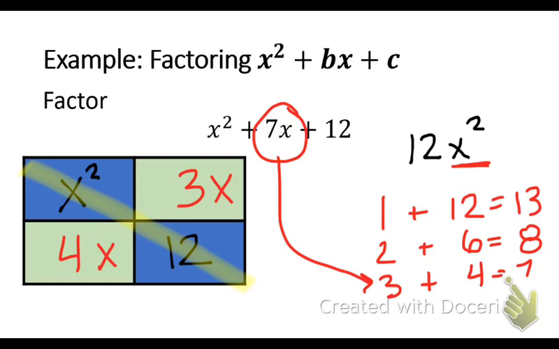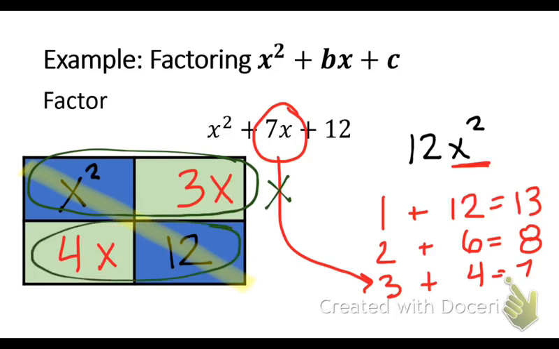So now what we're going to do, we're going to go back to my table, and we're going to look for GCFs per row. So in this first row, what's my GCF between those two pieces? Well, it's just an x. What about between 4x and 12? What's my GCF? It happens to just be 4.